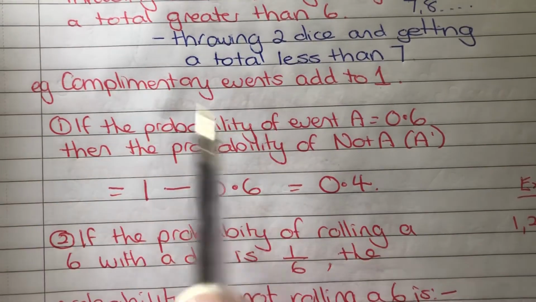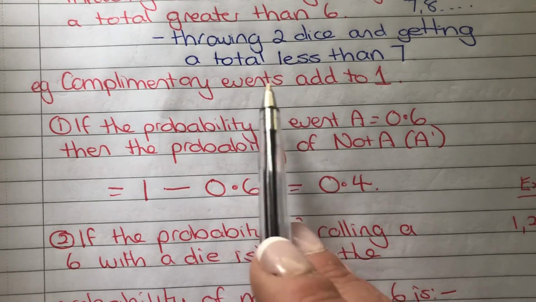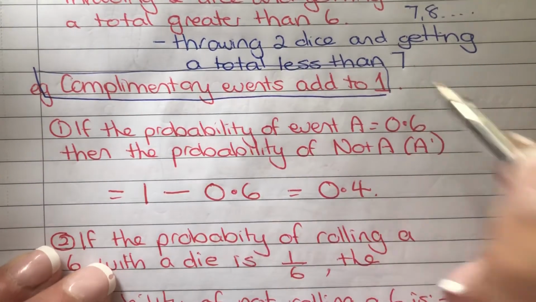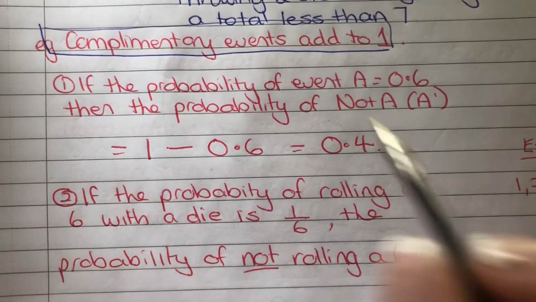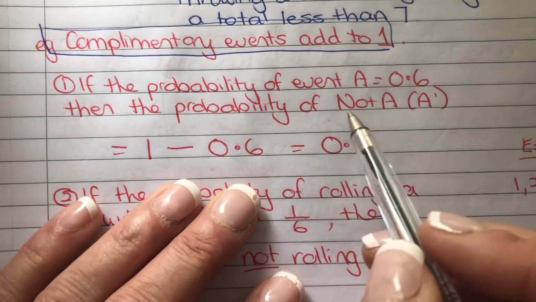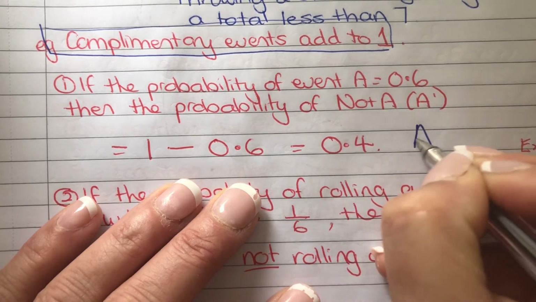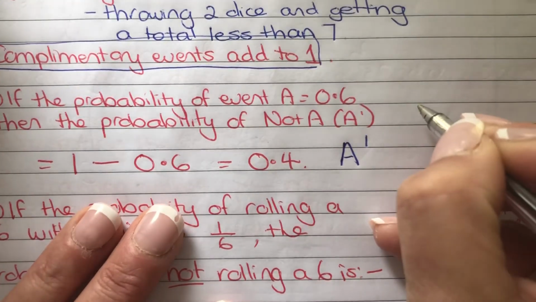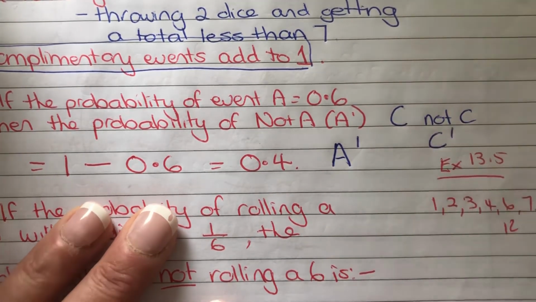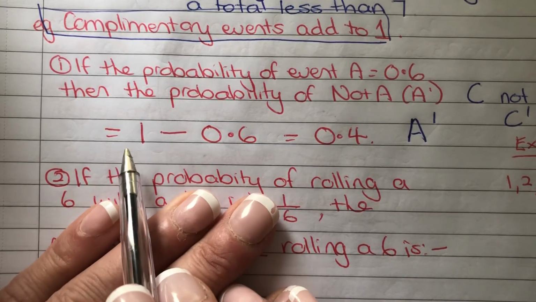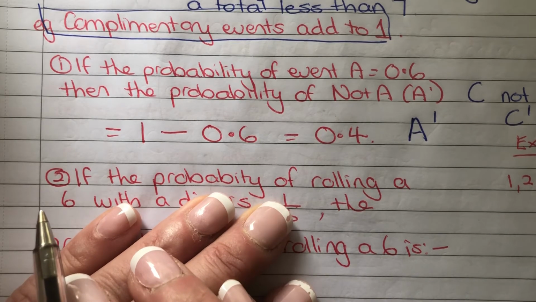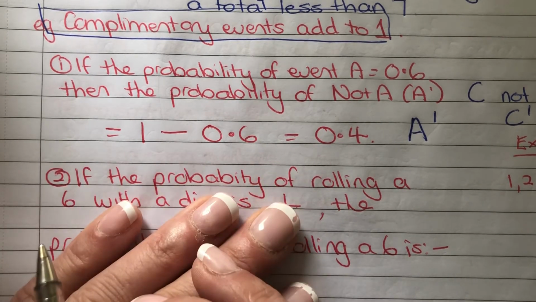Now, the only other thing you need to know today is complementary events. So these two things always add up to 1. And this would be another thing that I would like you to write down now. Okay, if the probability of event A is 0.6, then the probability of not A, and we write it an A and a dash. So if an event is C, then not C is written C dash. We do 1 minus 0.6, and the answer is 0.4, and you can use your calculator to work that out, even though some of you will be able to do it in your head.